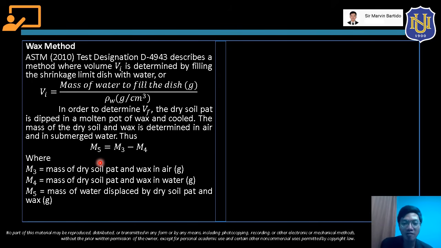Okay, so yung m sub 5, again, yan, class, yung mass ng water displaced by dry soil pat and wax. And then yung m sub 3, class, yan yung mass of dry soil pat and wax in air. So yan yung timbang lang, no? Timbang nung dry soil pat natin tsaka wax. So titimbangin mo lang yun. So yun yung magiging m sub 3. And then yung mass of dry soil pat and wax in water naman.